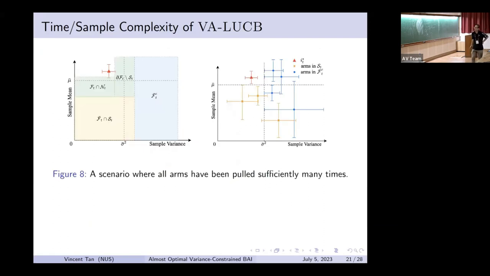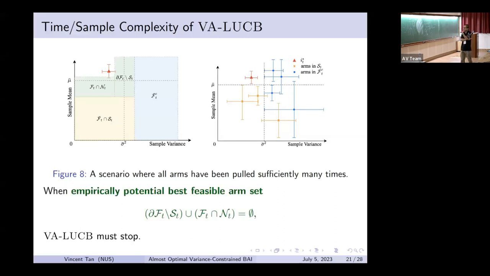So when do we terminate? We terminate when we are very confident that there is no more challenger. When the empirically potential best feasible arm set is empty, then our algorithm should stop. You can look at the figure here. If we have successfully identified a particular arm whose neighborhood here has no more competing arms, so this part here is empty, then that's when we should stop. We don't really have to understand this notation here.